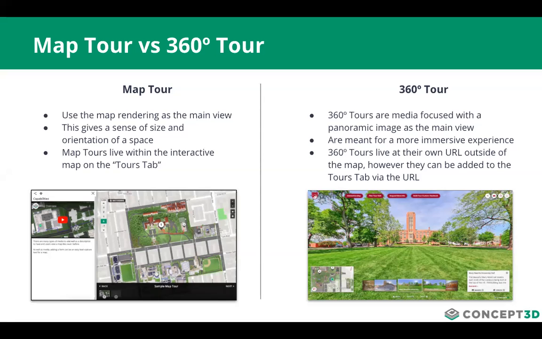And then on the right-hand side, we dive into what we call our 360 tour. This is a separate feature from the interactive map. 360 tours are managed in a separate CMS, or content management system. The big difference here is that 360 tours are very media focused. Within these, you're using 360 panoramic images, real-life imagery to give people that sense and feel that they are on campus, taking that tour with a tour guide. And these are meant to be very immersive.